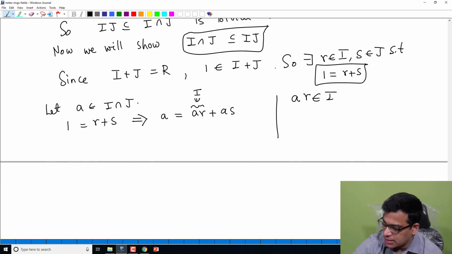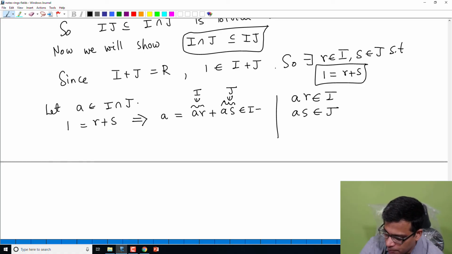Similarly, S is in J. A is an arbitrary ring element, so AS is in J. So AR is in I, AS is in J. So that means this is in I plus J. Right? So we have written A as something in I plus something in J.